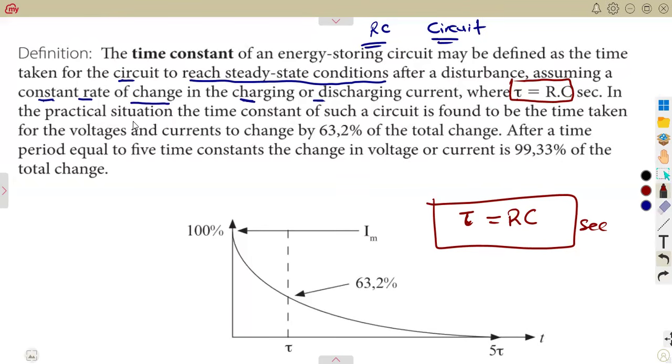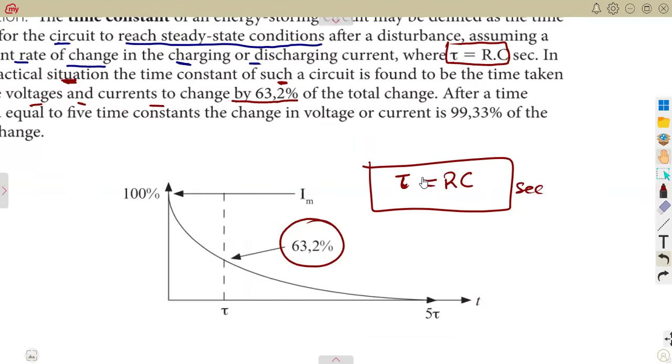But in practical situations, the time constant of such a circuit is found to be the time for voltages and currents to change by 63.2% of the voltage. Please be very careful about that, because this percentage is important. Under exam conditions, they can give you a condition in terms of either the voltage or the current. Initially, your maximum voltage can be 10 volts. Then they can give you the voltage of a capacitor as 63.2% of this, which is simply 0.632 times 10. So they will give us something like 6.32 volts as the voltage of the capacitor.